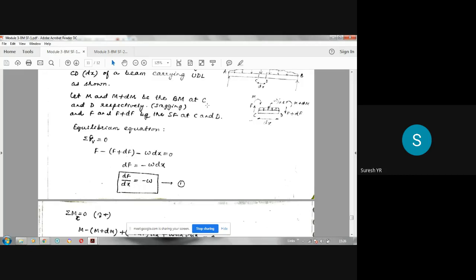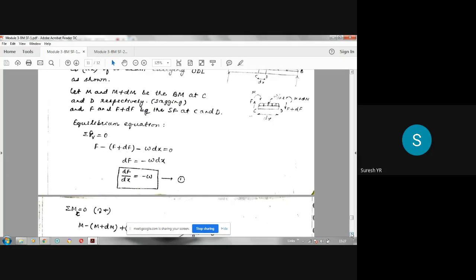Now to get the relationship between bending moment and shear force, what you have to do is apply the equilibrium equation sigma Mc is equal to 0. That means the algebraic sum of the moments of all the forces taken about the point C, and equate it to 0. That is sigma Mc is equal to 0. When you are using this equation, consider clockwise moments as positive, anti-clockwise moments as negative. So clockwise moment positive.